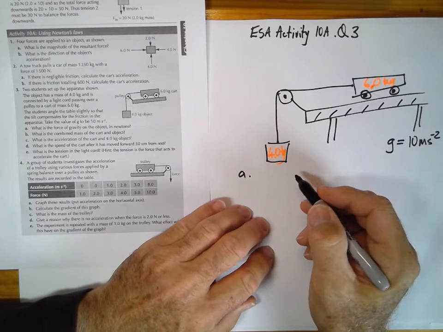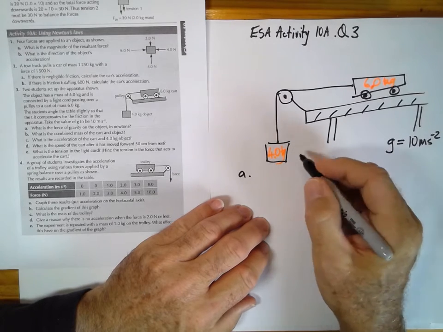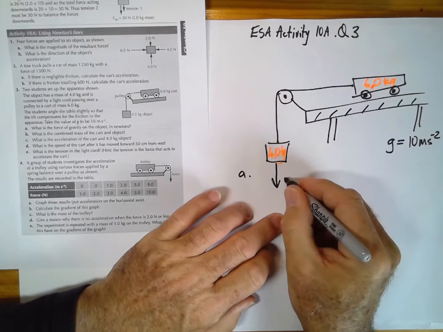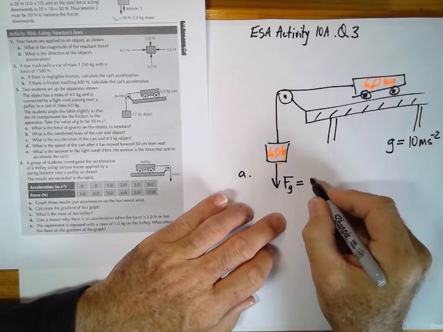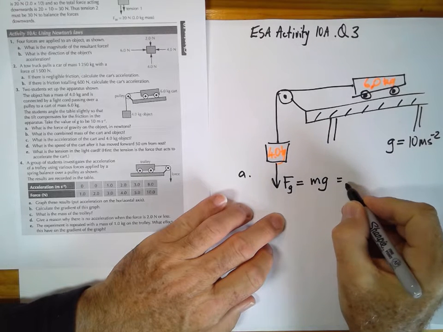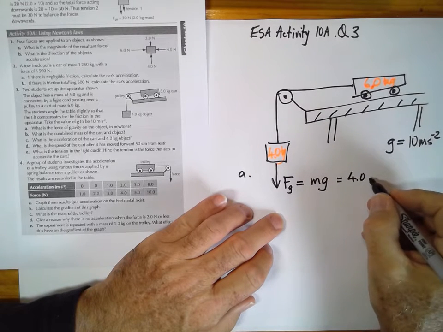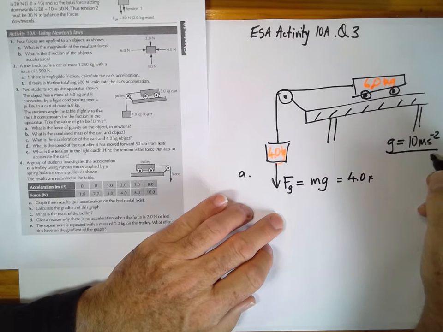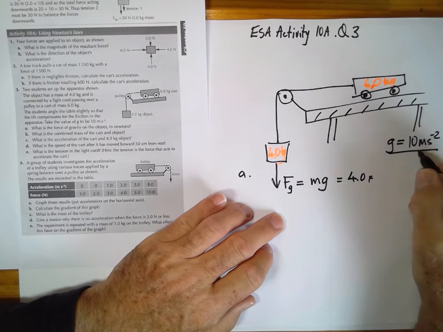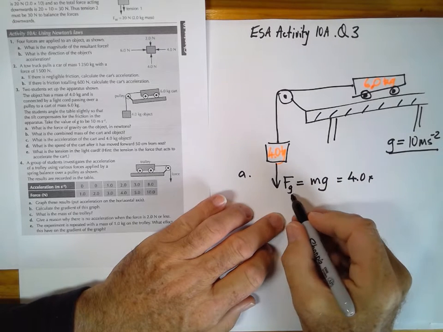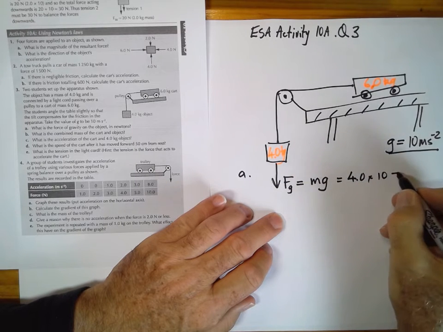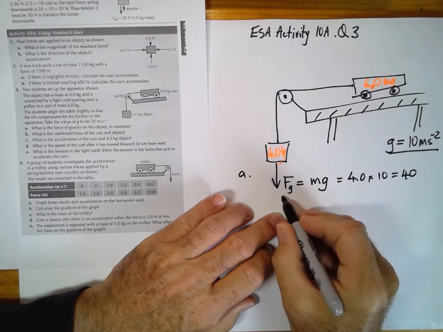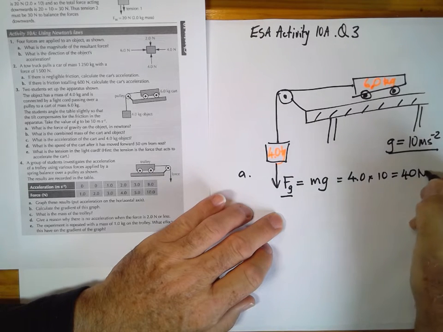So we've got this object here, and there's a force of gravity down, and we recall our formula. The force of gravity is equal to mg. So mass of 4 kilograms times g. We're given g, acceleration due to gravity, strength of Earth's gravitational field at this point, is 10 meters per second squared. So weight, force of gravity, equals mg equals 4 times 10 equals 40, and our units, it's force, so our units are Newtons. Part A.